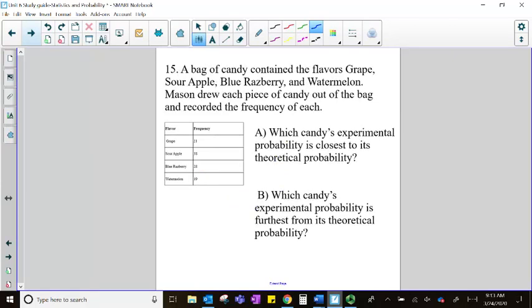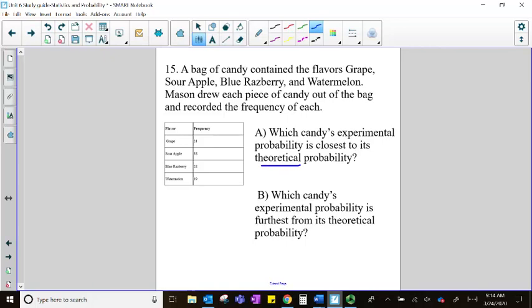Number 15. A bag of candy contained the flavors grape, sour apple, blue raspberry, and watermelon. Mason drew each piece of candy out of the bag and recorded the frequency of each. Which candy's experimental probability is closest to its theoretical? So here you have the experimental probability in a table. So the experimental is given to us.